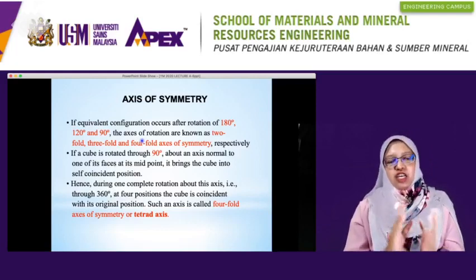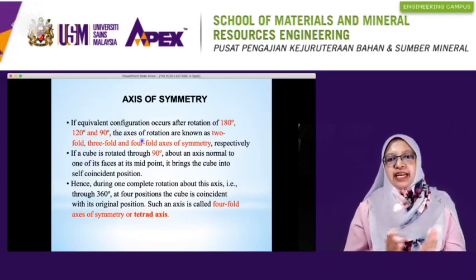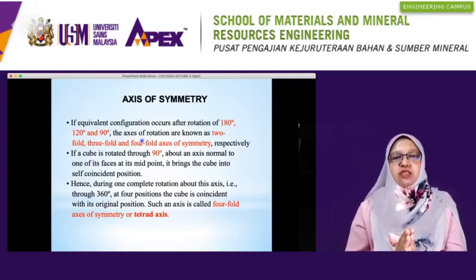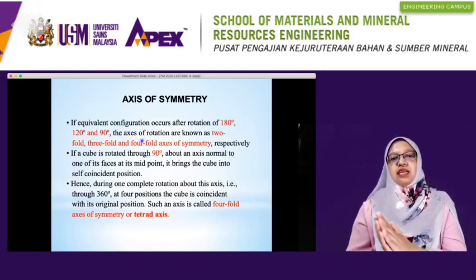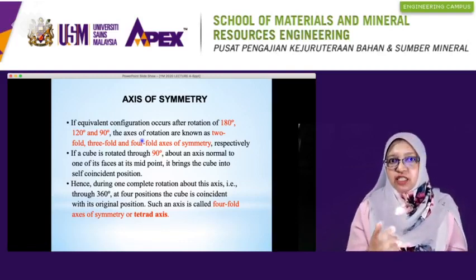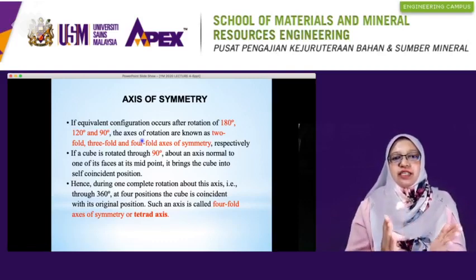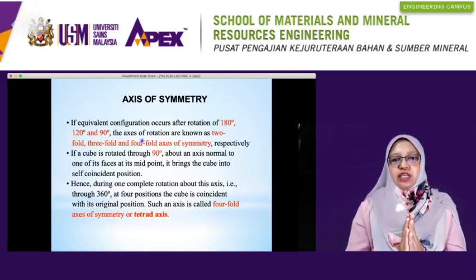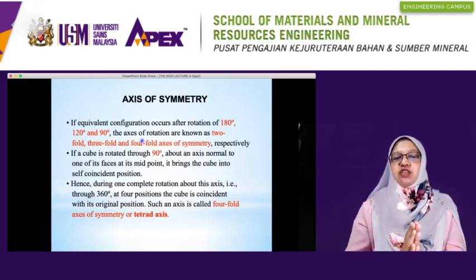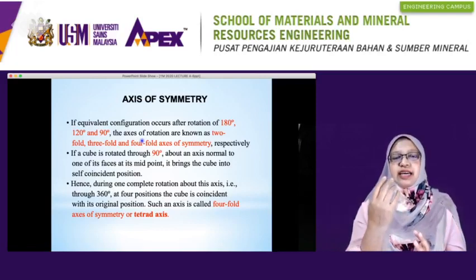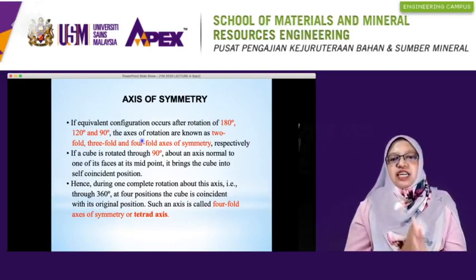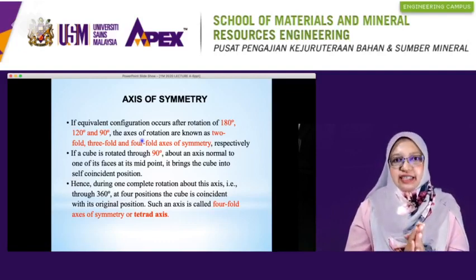For instance, if a cube is rotated through 90 degrees about an axis normal to one of its faces and its midpoint, it brings the cube into self-coincidence position. Hence, during one complete rotation about the axis, which is 360 degrees, at 4 positions the cube is coincident with its original position, because you can rotate 90, 90, 90, and final 90. That will give you a total of 360 degrees. Such an axis is called four-fold axis of symmetry or tetrad axis.